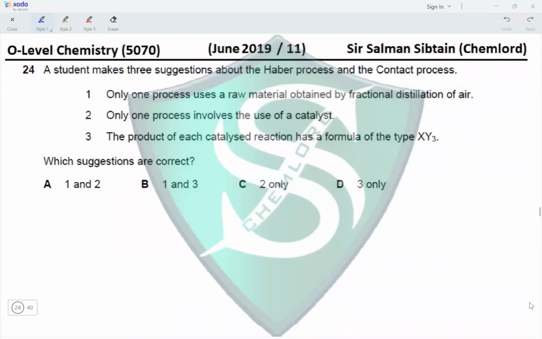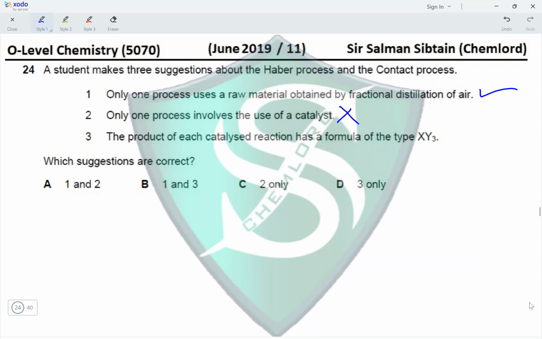Question 24. A student makes three suggestions about the Haber process and the contact process. Only one process uses a raw material obtained by fractional distillation of air. So fractional distillation of air produces nitrogen. So Haber process uses nitrogen. So this is correct. Only one process involves the use of a catalyst. No, Haber's process has iron or iron oxide and contact process has vanadium 5 oxide.